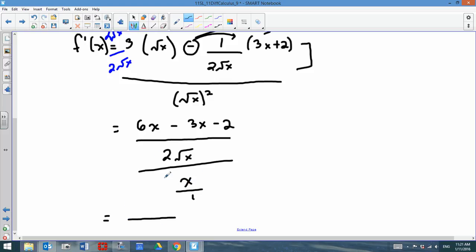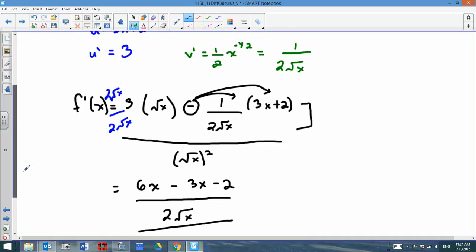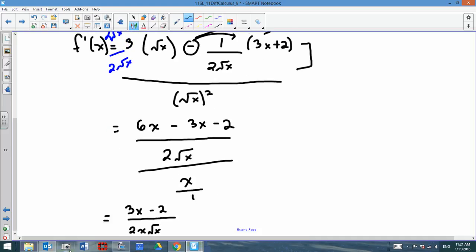So I wind up with 6x minus 3x. Let's simplify that to just 3x minus 2. And then my denominator would be 2, and I now have the x from this denominator and the square root of x. All right, so I have now simplified this huge, massive quotient rule just to 3x minus 2 over 2 times x root x. And that is a simplified version of the derivative of my function. And that way it's ready for me to do something else with it when it's in this simplified form.